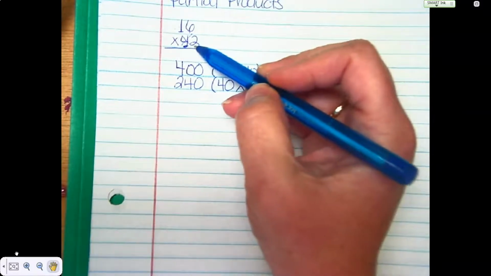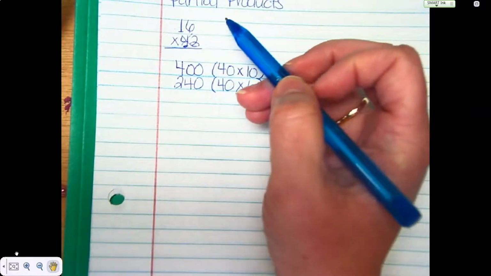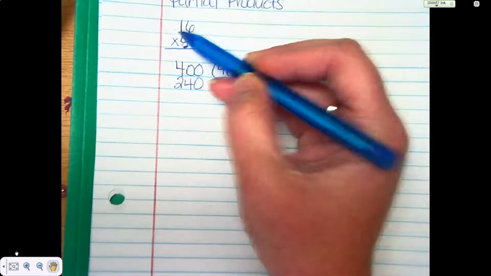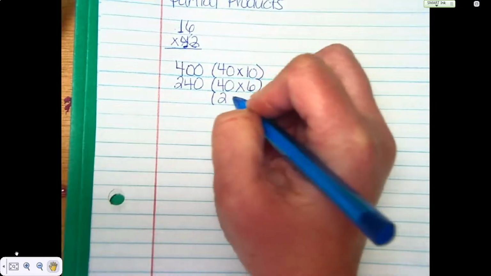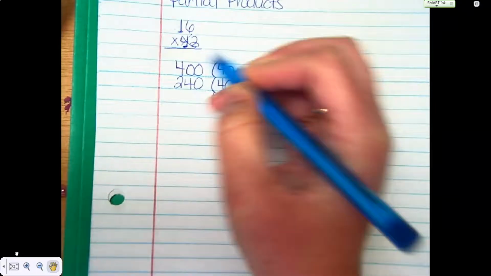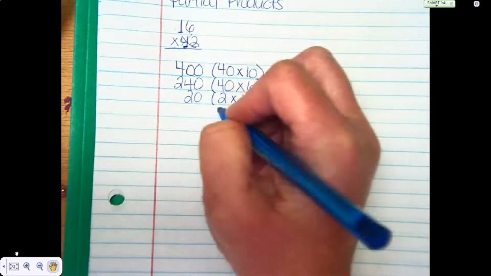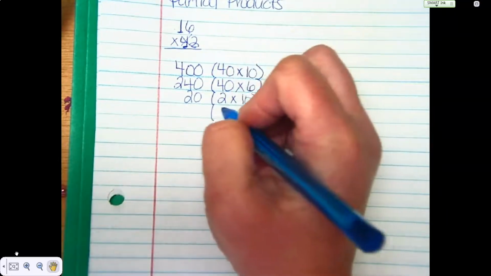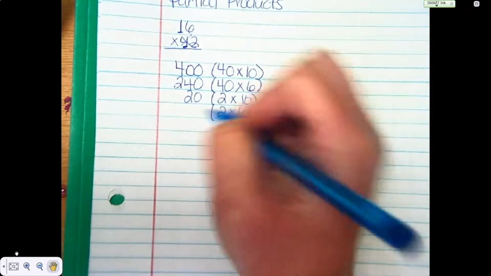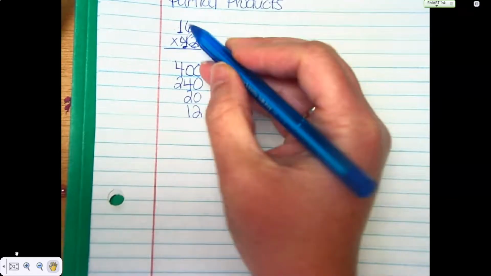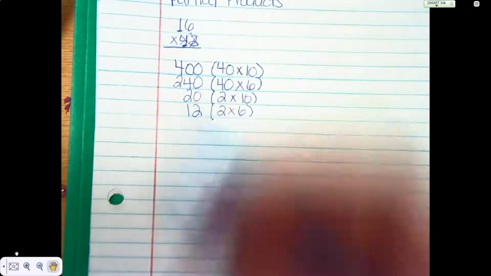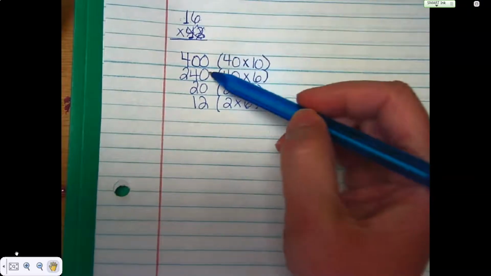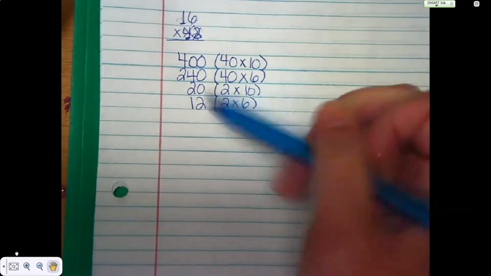So now I'm going to use my 2 that's in my bottom factor. And so I know this is 2 ones, but I'm multiplying it by 1 ten. So that would be 2 times 10. That's going to give me 20. And then I have 2 ones times 6 ones, so that's 2 times 6, which gives me 12. So now the 2 has talked to everyone above him, so we're done with the 2. So now I have my partial products of 400, 240, 20, and 12.